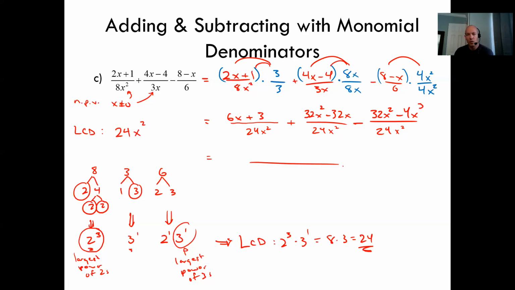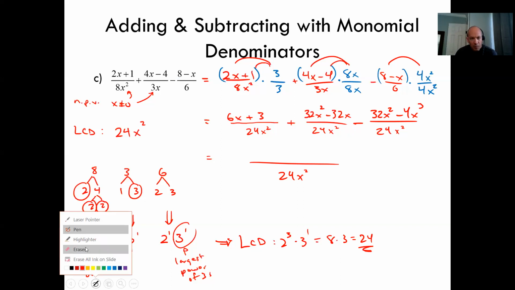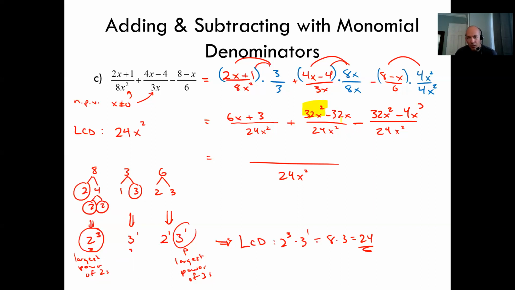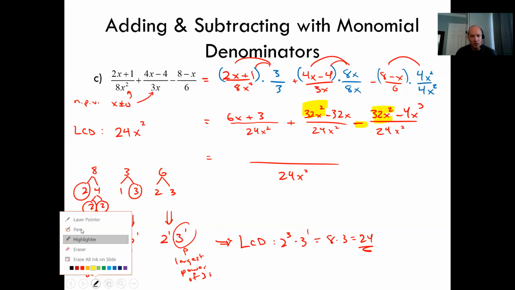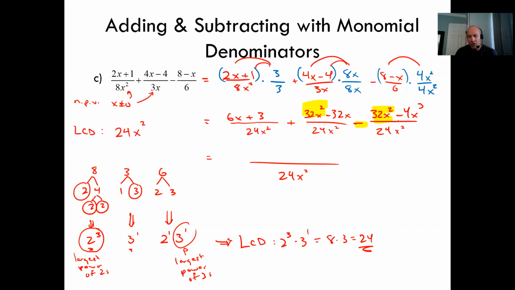Okay, so putting this all over 24x squared and combining all the like terms, what I'm going to do is grab my highlighter. The 32x squared and the minus 32x squared are actually gone. And don't forget about that minus sign in general. So my largest term will be minus negative 4x cubed, so I'm actually going to get positive 4x cubed. The 32x squareds cancel out.